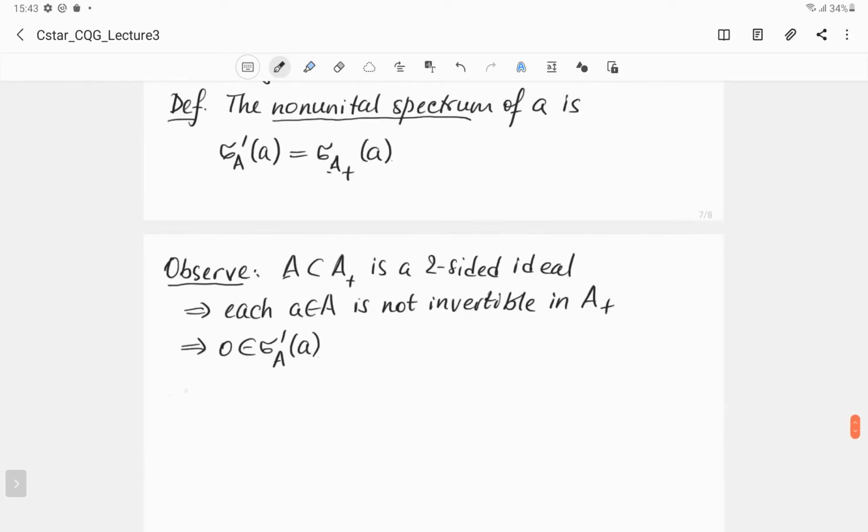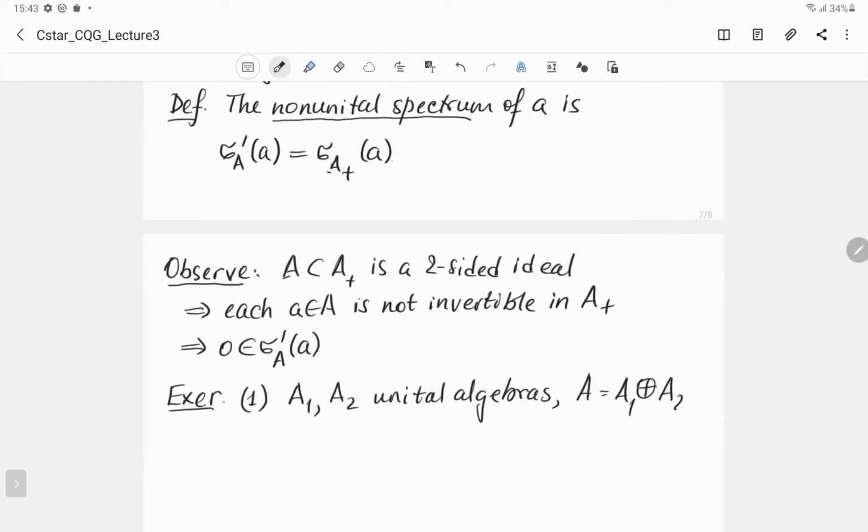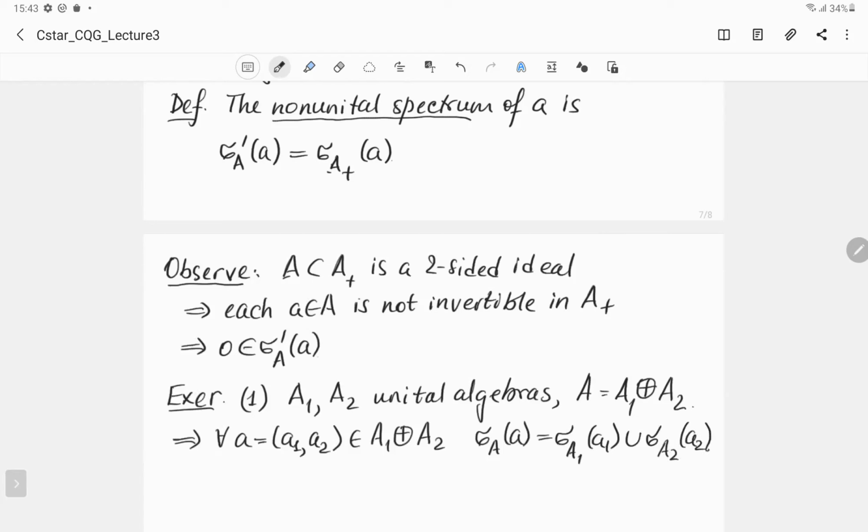Now, this easily follows from the following exercise. Part 1. You have two unital algebras, say A1 and A2, and let A denote their direct sum. Then for each element little a in this direct sum, so this is an ordered pair (a1, a2), the spectrum of this element a is the union of the spectrum of a1 and the spectrum of a2. Well, this is actually a trivial observation. Everything reduces to the fact that such an ordered pair is invertible if and only if both a1 and a2 are invertible.